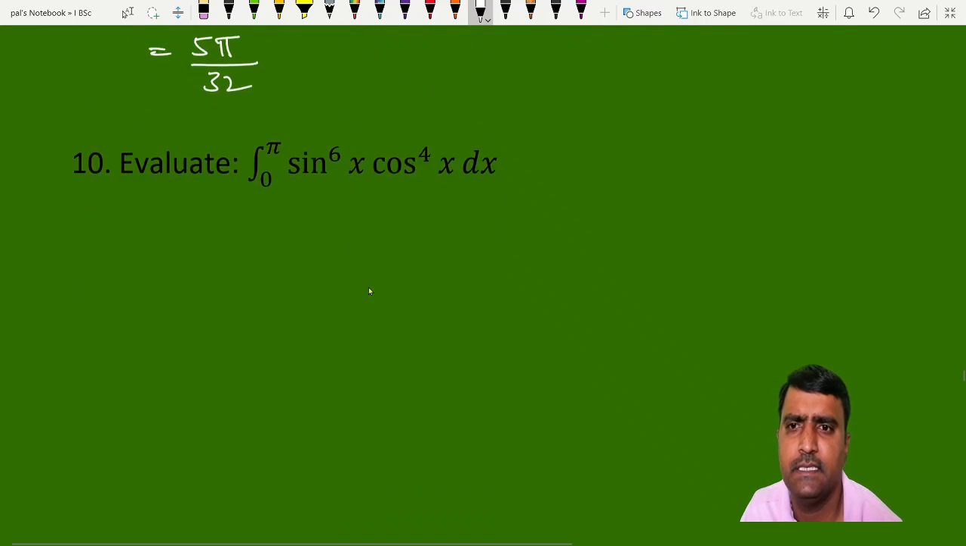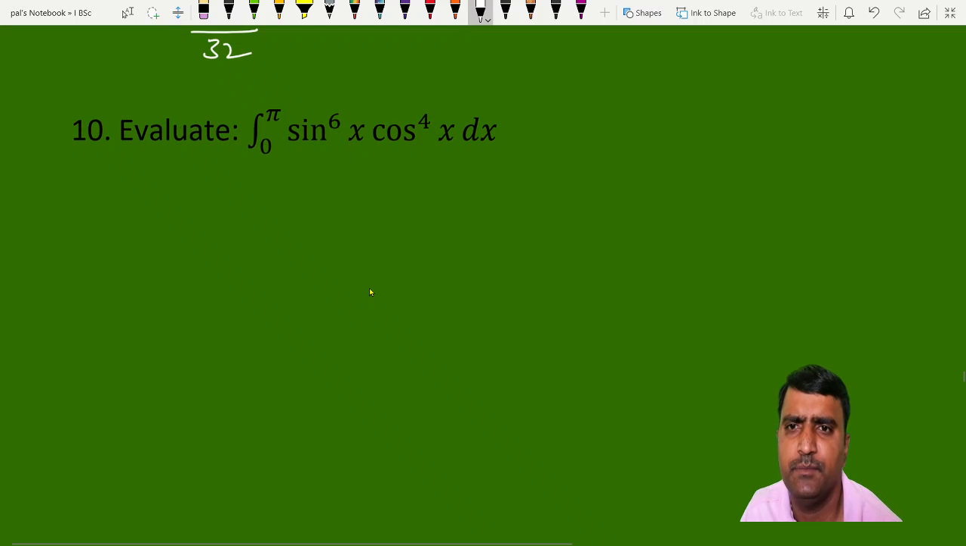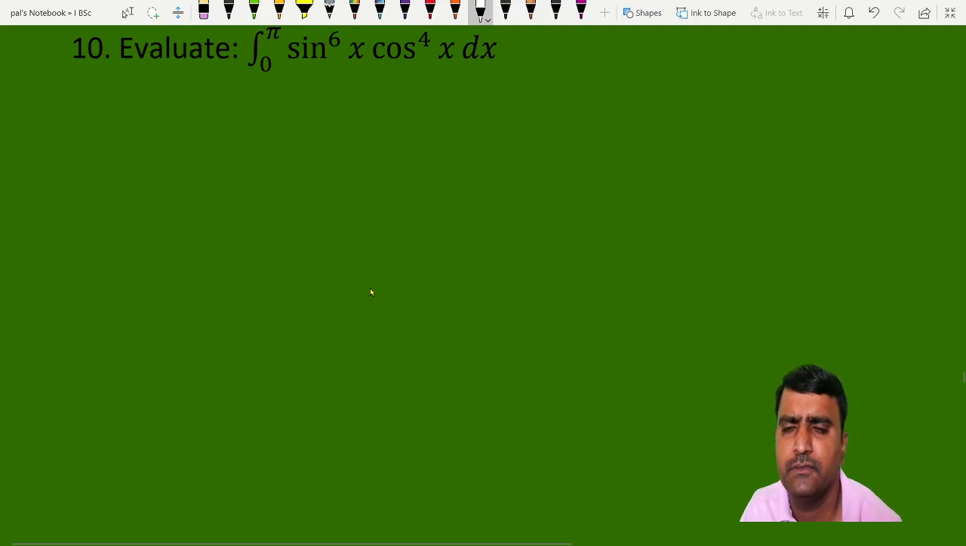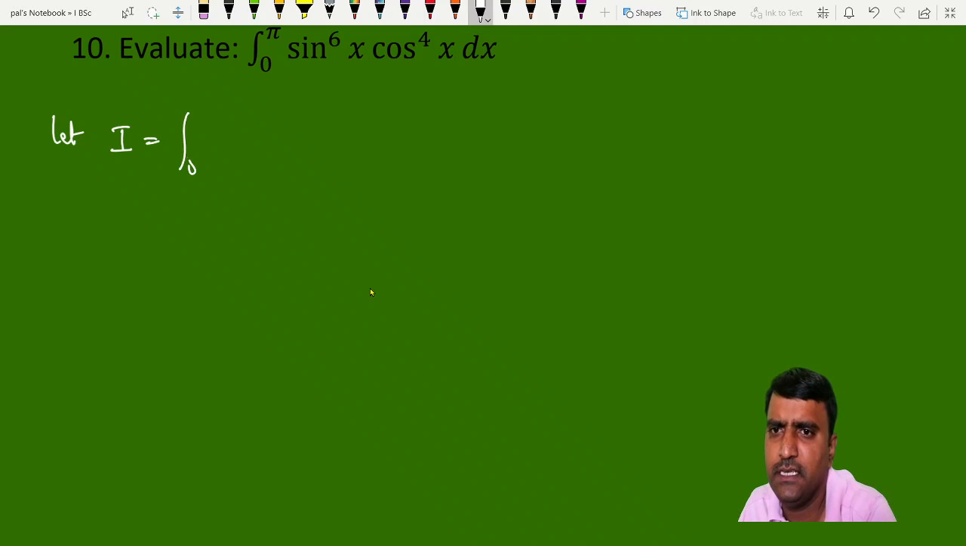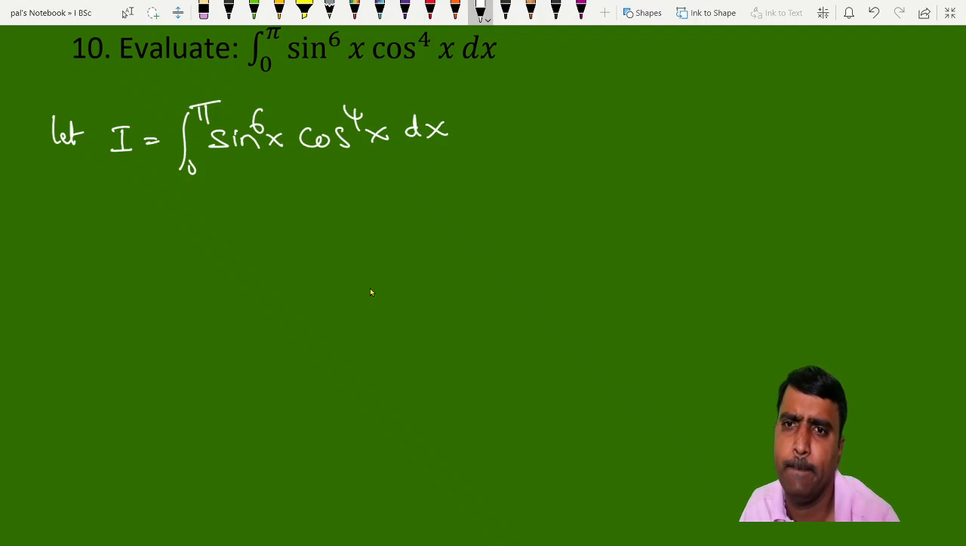So like that, evaluate this. Of course, it is a very easy problem here. So that is like I is equal to integration from 0 to pi sin to the power of 6x into cos to the power of 4x dx. So let I is equal to integration from 0 to pi sin to the power 6x into cos to the power 4x into dx.